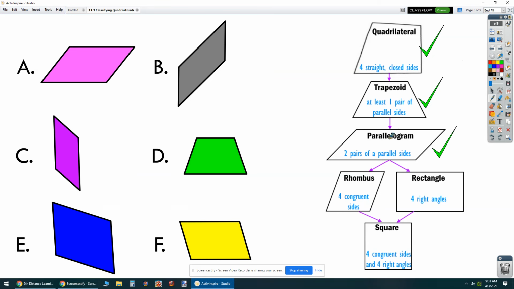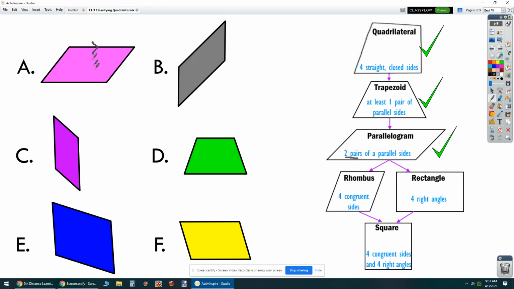All right, now there's another special type of trapezoid called a parallelogram. A parallelogram has 2 pairs of parallel sides. Now notice, it's still a trapezoid because it still has one pair, right? If it has 2, then it definitely also has 1. And it's still a quadrilateral because it has 4 closed straight sides. So a parallelogram actually has 2 pairs of parallel sides.